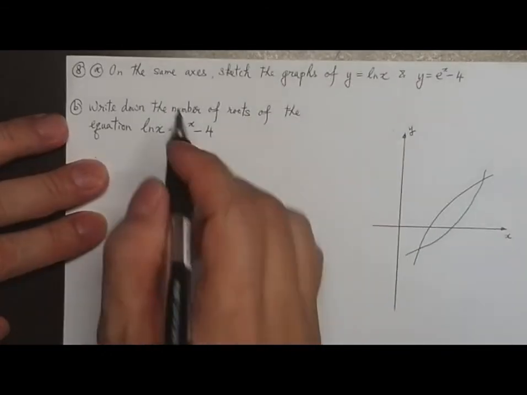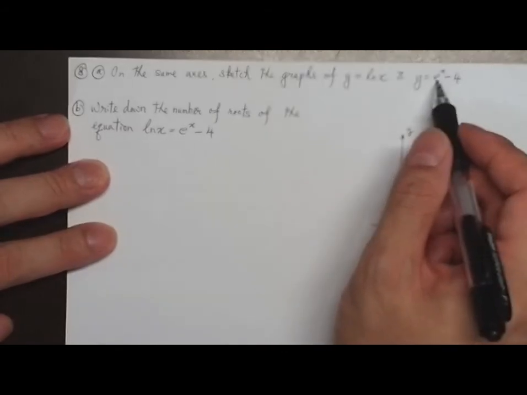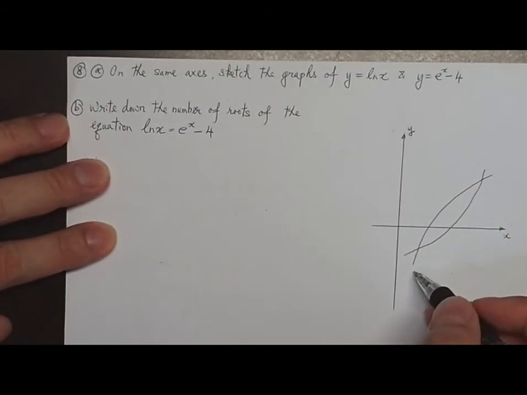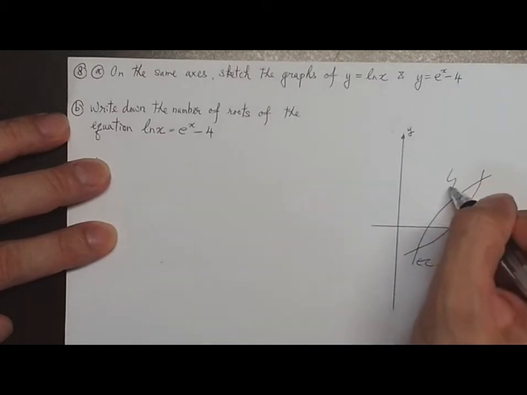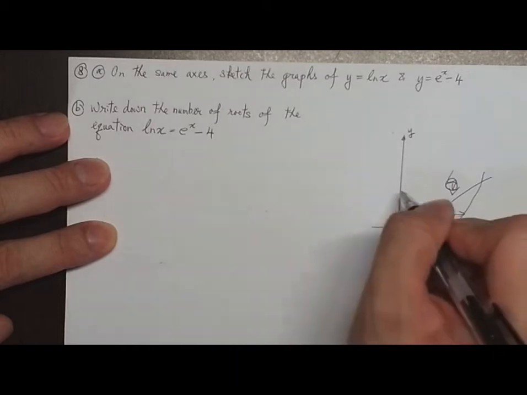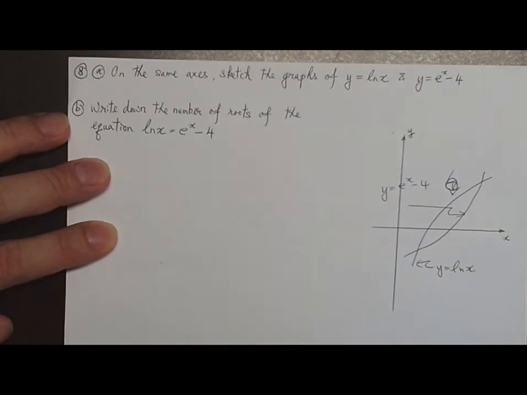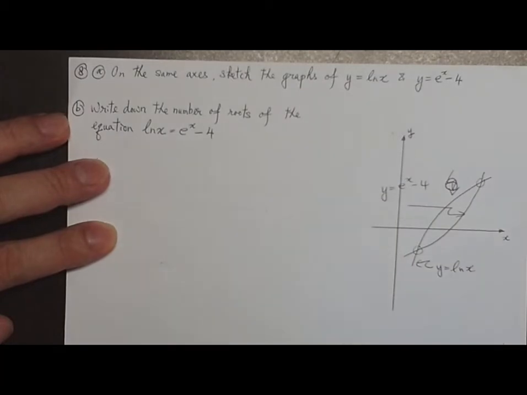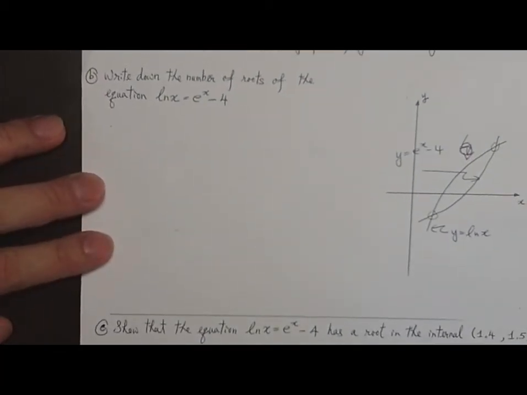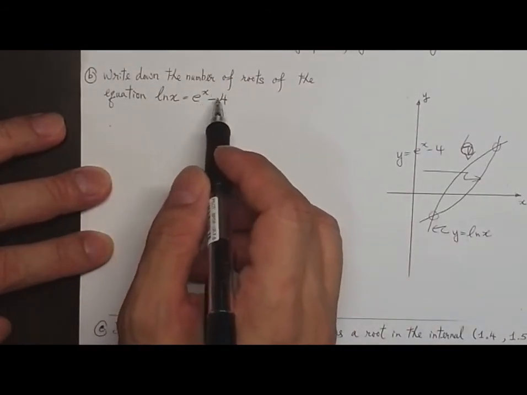Question number 8. On the same axis, sketch the graph of y equal to log x and y equal to e to the power x minus 4. I sketched the graph here. You can see this one is y equal to log x, and this one is y equal to e to the x minus 4. In this graph, we see that these two curves are crossing each other. And part B, write down the number of roots of the equation log x equal to e to the x minus 4.